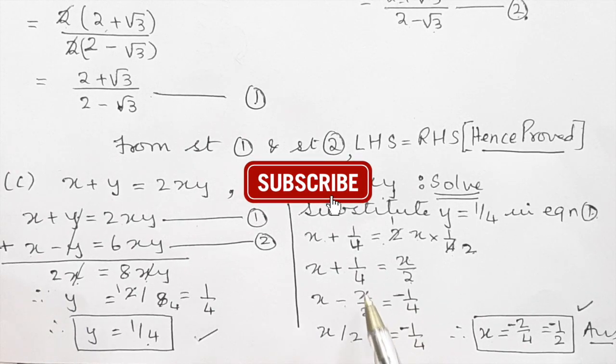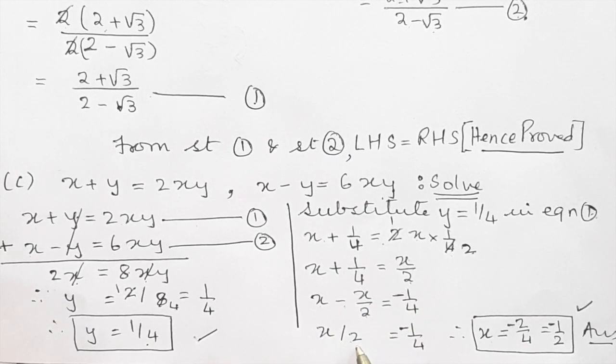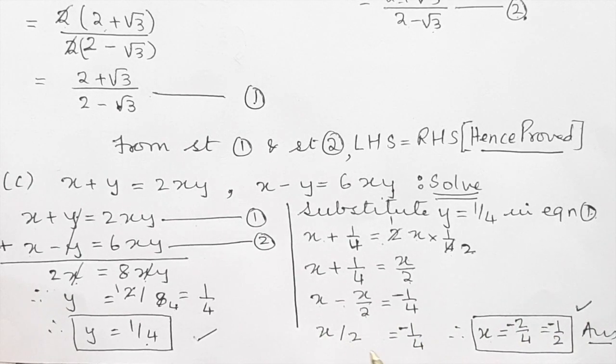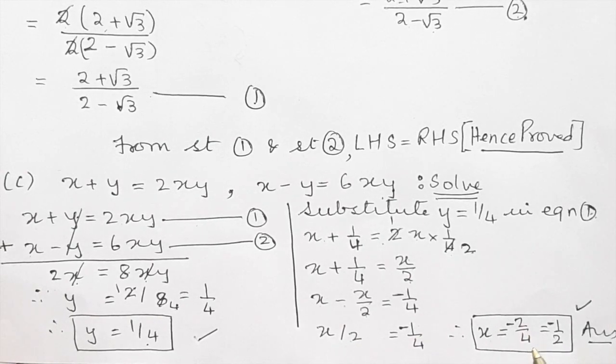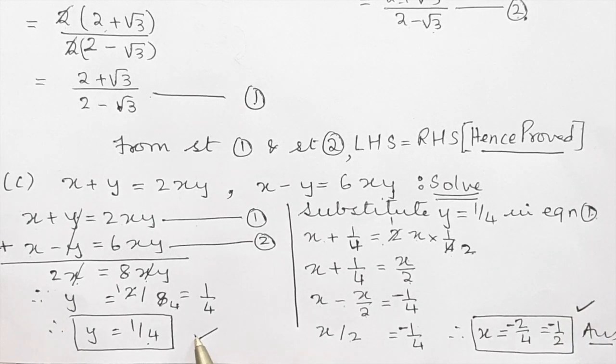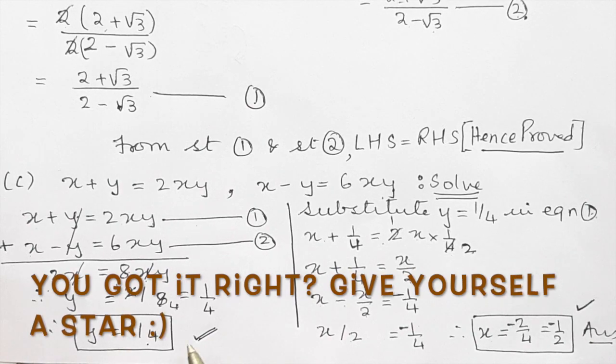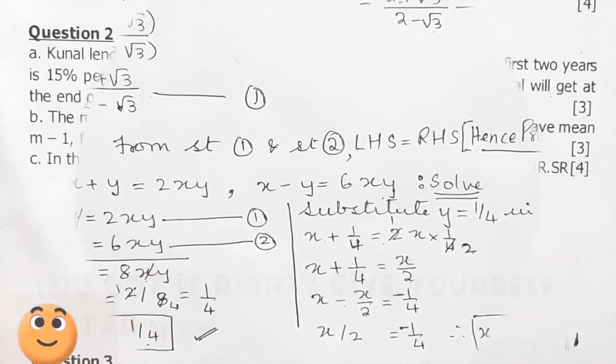Now x minus x upon 2 is x upon 2. 1 minus half is half, right? Same way. So x upon 2 is equal to minus 1 upon 4. 2 multiplies here, so x is equal to minus 2 upon 4, which is minus half. So that is our answer. X equal to minus half and y equal to 1/4.